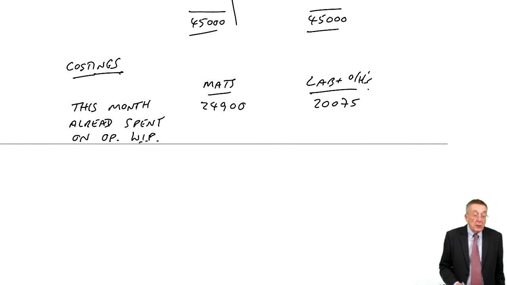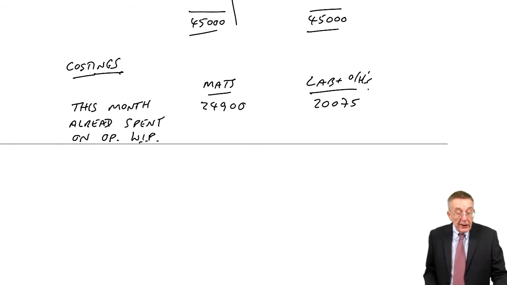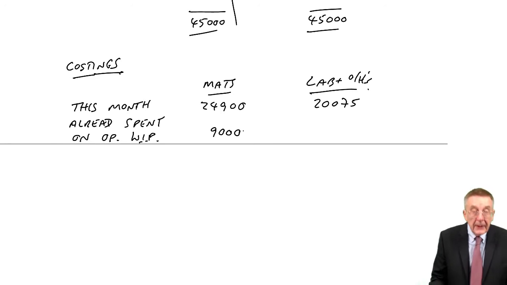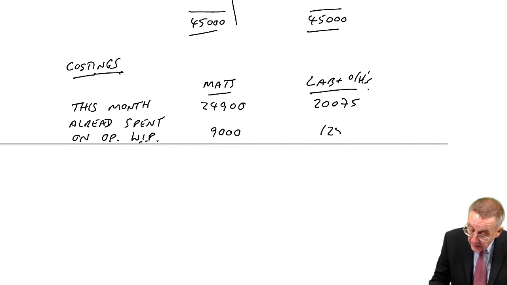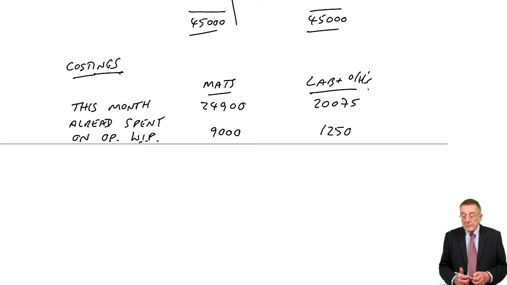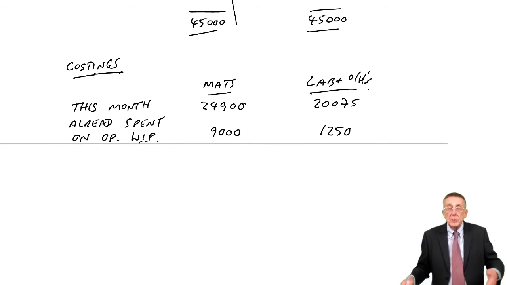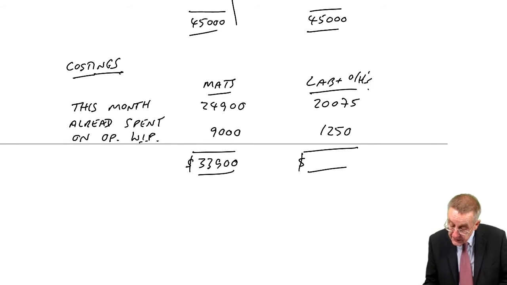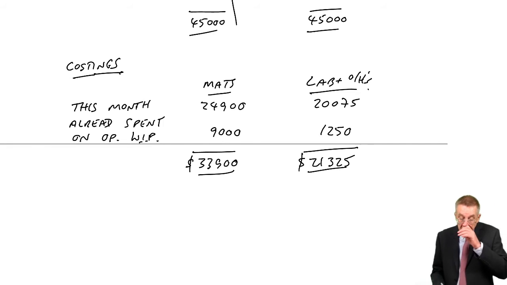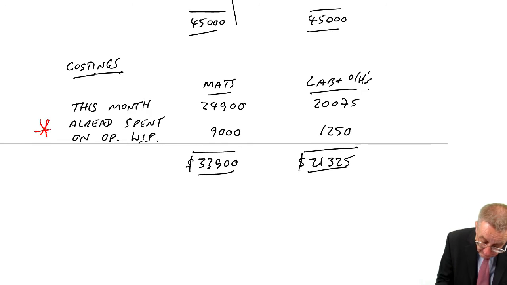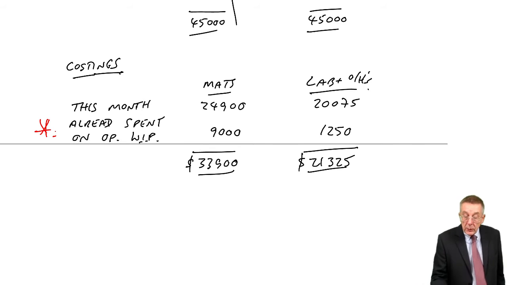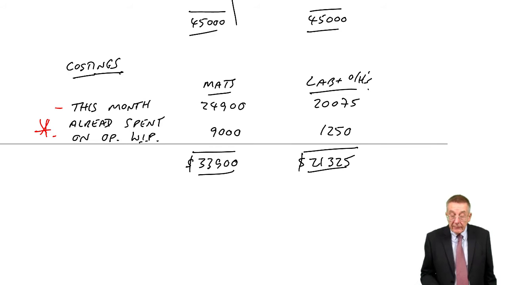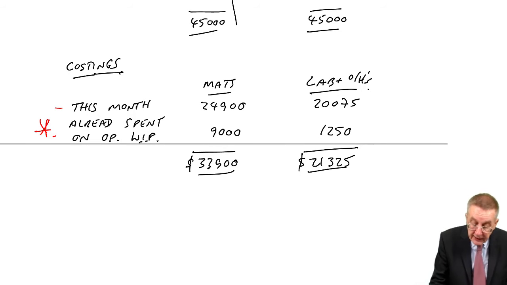And if you look at the question, there were already 15,000 units of work in progress, and they were valued as follows. So we'd already spent 9,000 on materials, and we'd already spent 1,250 on labour. So the total that's been spent on all the units floating around this month on materials, 33,900, and labour and overheads, 21,325. Now that's the big difference. FIFO, we only take this month's money. Weighted average, we take this month plus the amount already spent on the work in progress.